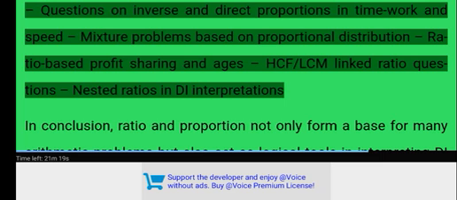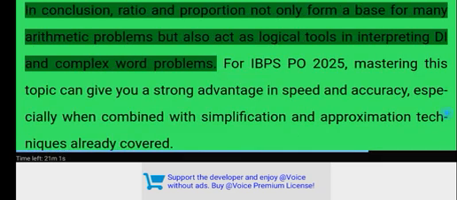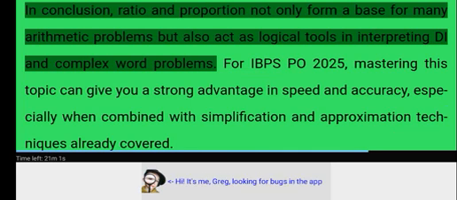Questions on inverse and direct proportions in time, work and speed, mixture problems based on proportional distribution, ratio-based profit sharing and ages, HCF LCM linked ratio questions, nested ratios in DI interpretations. In conclusion, ratio and proportion not only form a base for many arithmetic problems but also act as logical tools in interpreting DI and complex word problems.